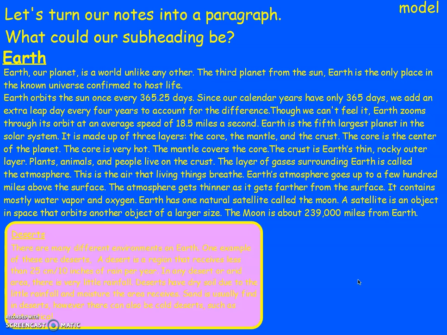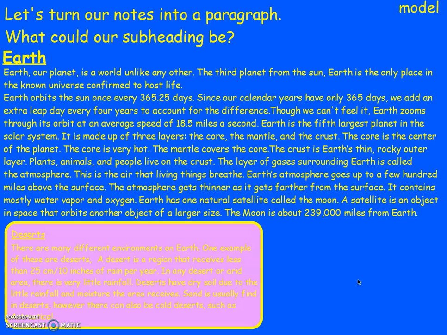So, the subheading I've used is Earth, because that's what I'm writing about. You can change that to Our Planet Earth or something like that. It's your writing. As long as it has a good level of detail like this one does, I'm fine with it. So, Earth. Our planet is a world unlike any other. The third planet from the Sun, Earth, is the only place in the known universe confirmed to host life. That's us, animals and plants, isn't it?